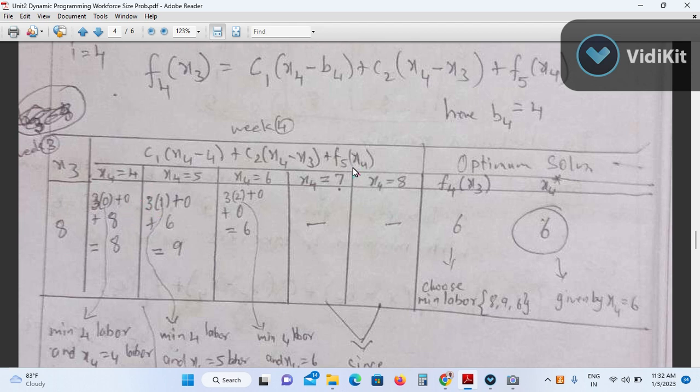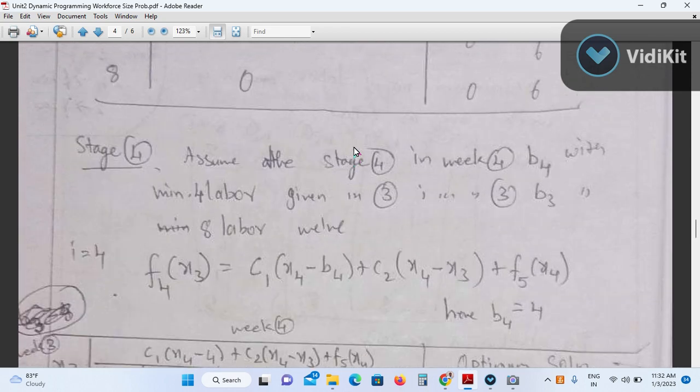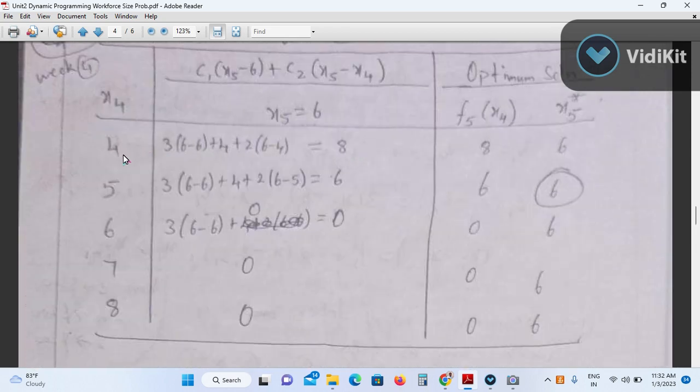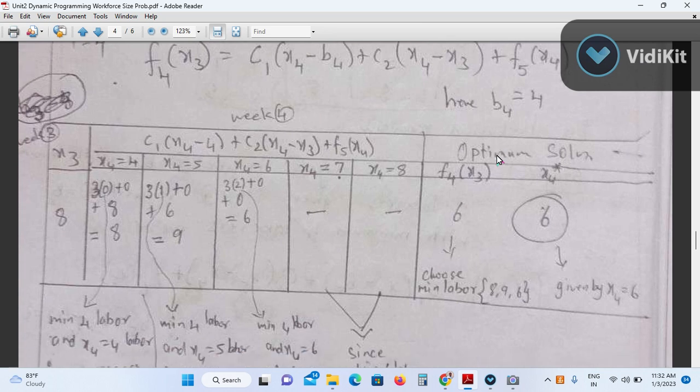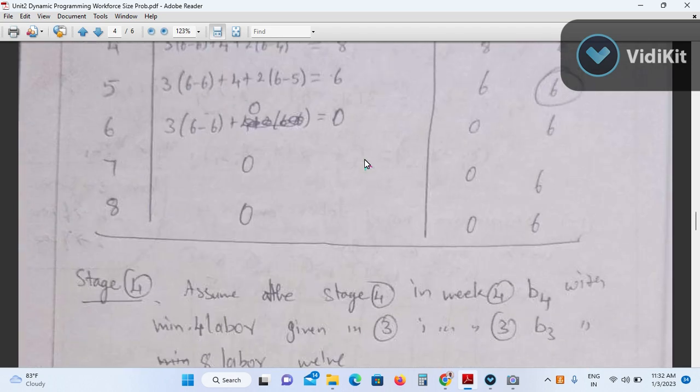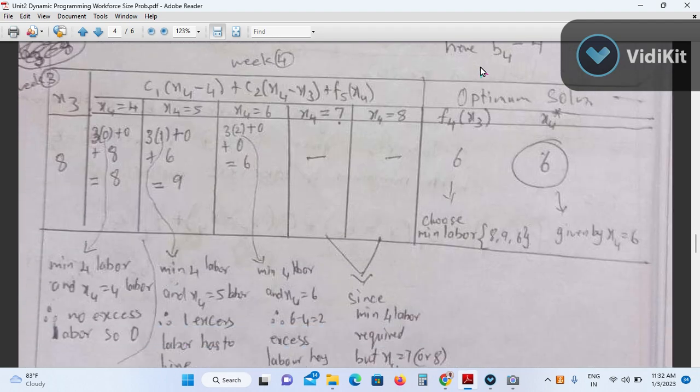And F5(x4), what is F5(x4)? In this case for x4 equal to 4, from the previous table we can clearly observe the optimal value is 8. F5(x4) is 8. So that is the thing here. Similarly, going for x4 equal to 5, substitute here F5(5). From the previous table, the optimum value for 5 is 6. So that is the thing here, we'll paste it.